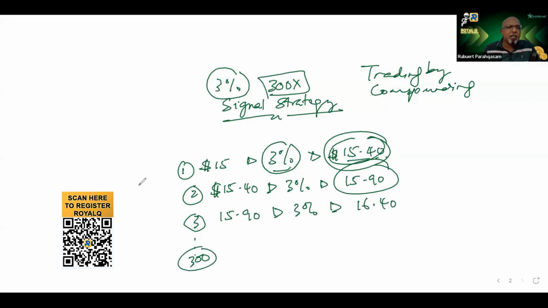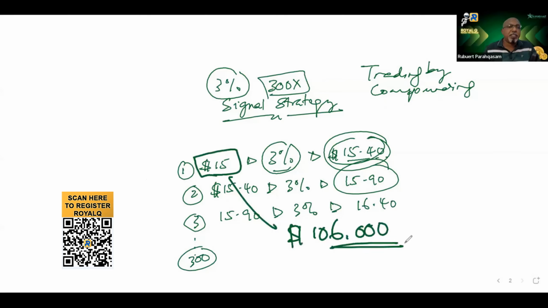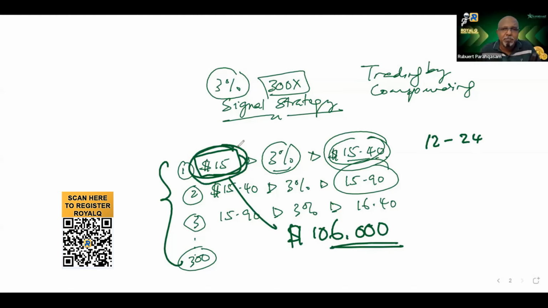When you repeat this 300 times, what happens is your $15 would have grown to $106,000. How long does this take for us to do these 300 trades? It can take anywhere from 12 to 18 to 24 months, 1 to 2 years. But the thing is, $15, if you kept in the bank, it's not going to make you any richer. $15, if it was stuck in an asset, it will definitely not make you any poorer. But by trading, by compounding, you have a chance of growing it to $106,000.